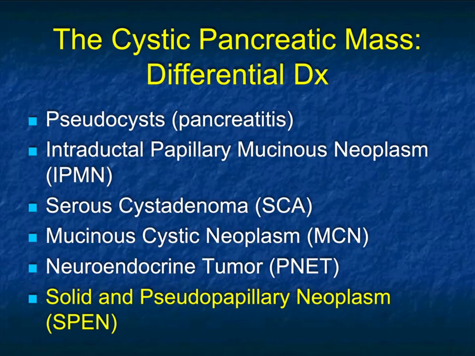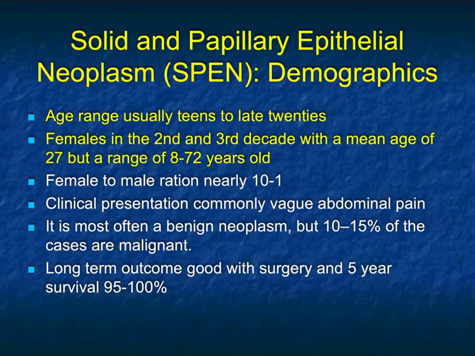Now, one of the last lesions we'll talk about are SPEN tumors, solid and papillary epithelial neoplasms. Usually it's a younger population, which makes the diagnosis easy. Teens to patients in their 20s. It's usually females by a ratio of 10:1. Clinical presentation can be vague abdominal pain. It's a benign lesion. When resected, the patient is typically cured, though about 10% of patients will develop recurrence or metastatic disease.